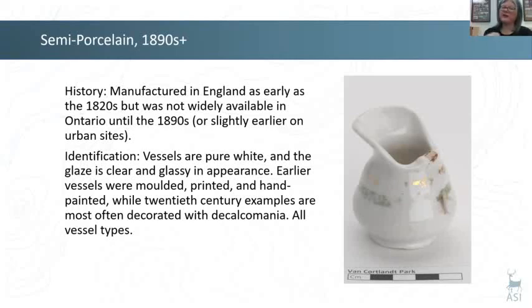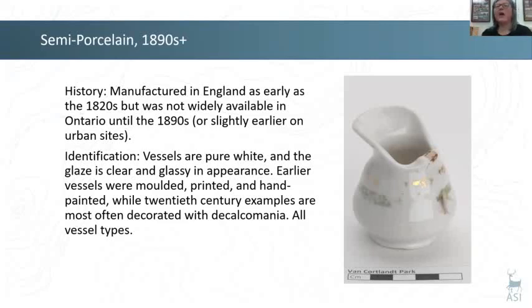So if you run your fingernail over it, again, like the earlier stuff that was overglazed, you can sort of feel that it's not completely smooth. And oftentimes in archaeological contexts, the decal will be completely removed, and all you can see is sort of the ghost line of where that decal was.